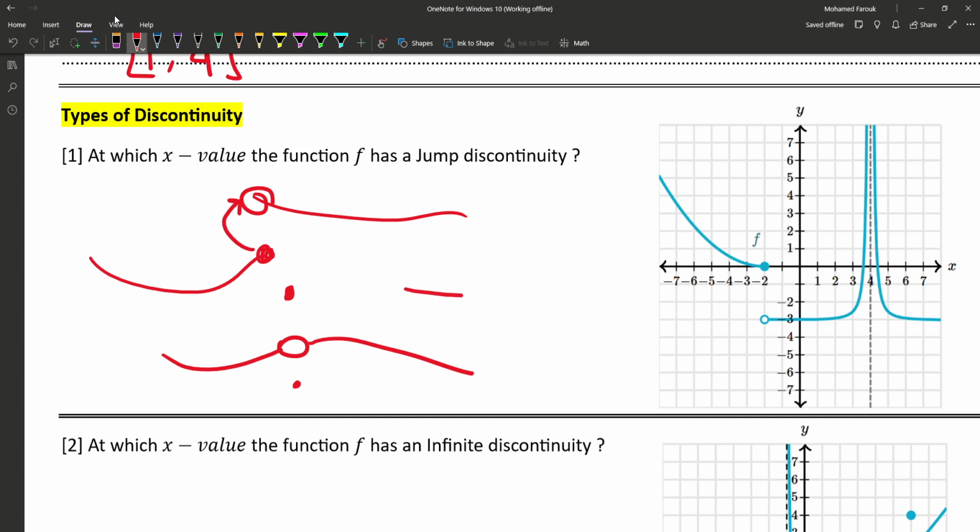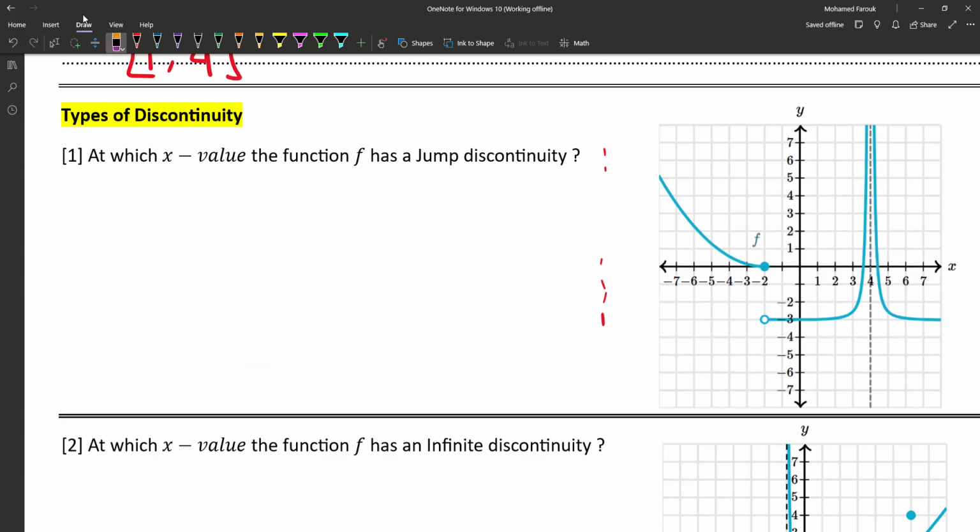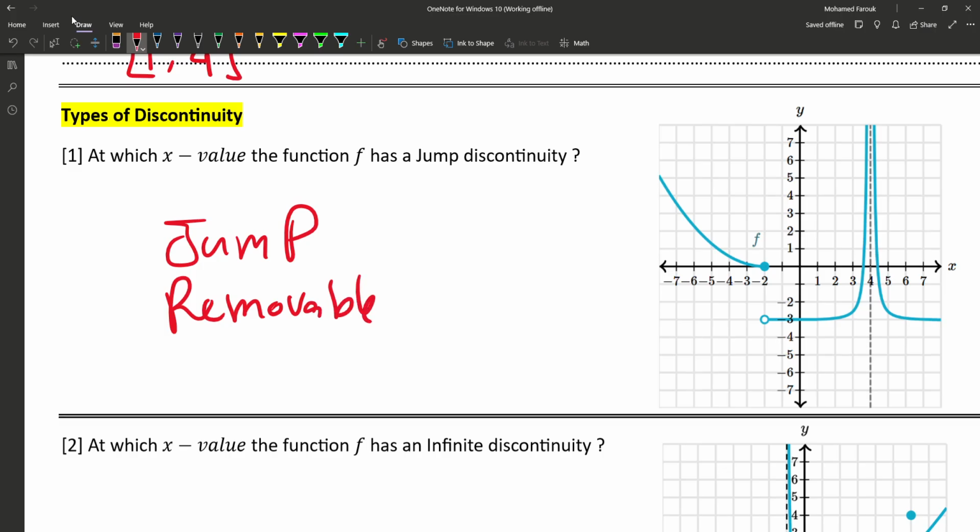And the last one, if you have your curve going to infinity or negative infinity, of course you have your asymptote as a dashed line. This one is called infinite discontinuity. So you have 3 types of discontinuity. The 3 types are jump, and removable, and infinite. Okay, these are the 3 types of discontinuity.